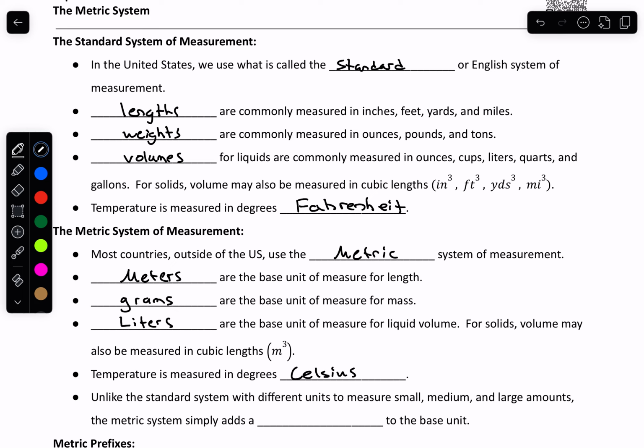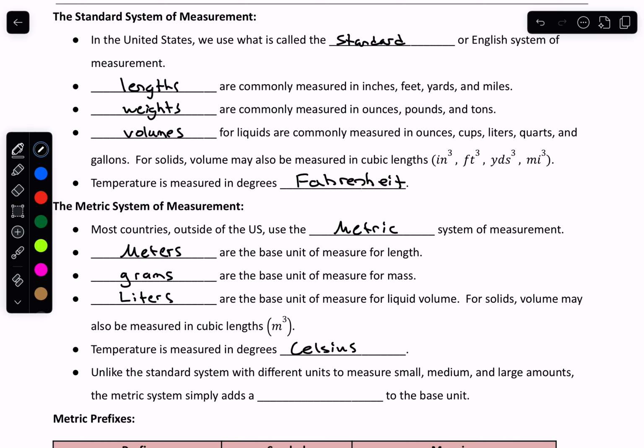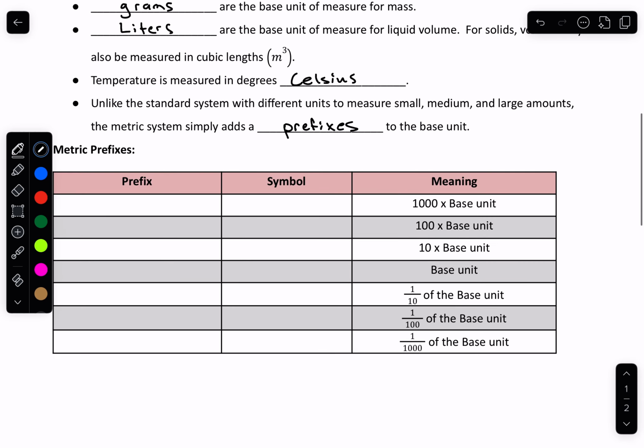And then unlike the standard system with different units to measure small, medium, and large amounts, the metric system simply adds prefixes to the base unit. So instead of ounces, cups, liters, quarts, and gallons, where we don't really have a clear understanding of how many are in each one, with the metric system, all they do is change the prefix, but they keep the unit the same. So meters, grams, and liters, those will be in the name of the unit of measure, but the prefix in front of the word meters, for instance, will tell you how big of an object you are dealing with. So what we need to do is introduce all these prefixes.